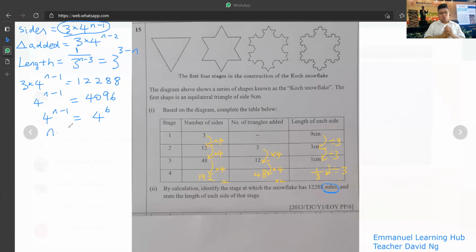So n minus 1 equals 6. n equals 7. So stage 7. Or identify the stage: stage 7. Okay, the snowflake will have 12288 sides.